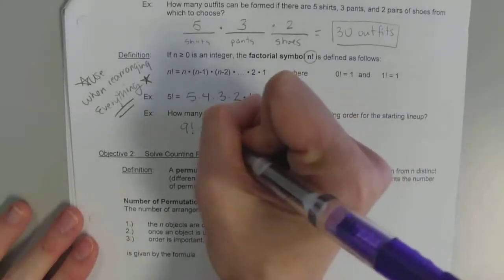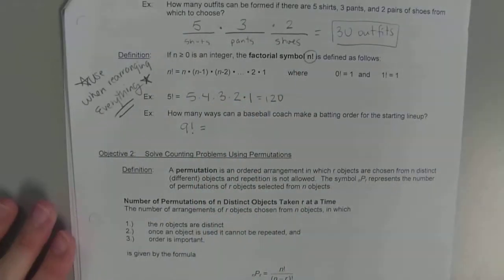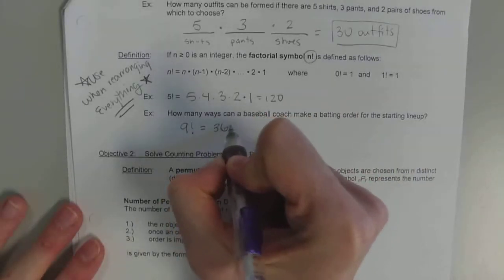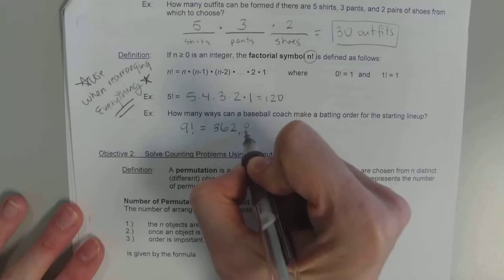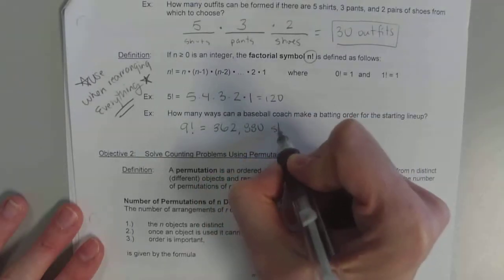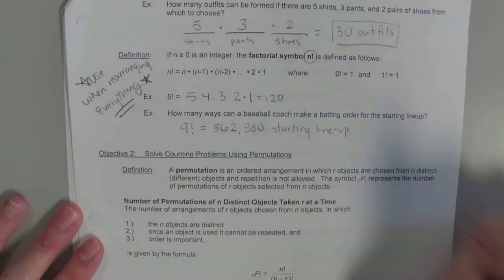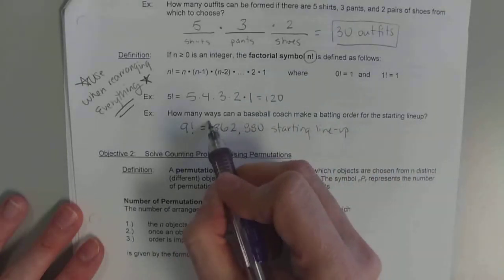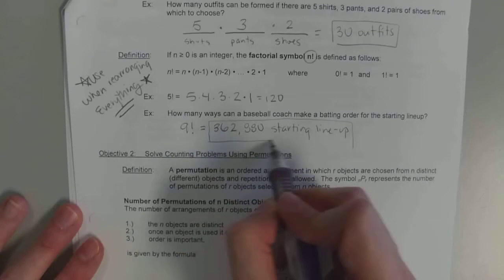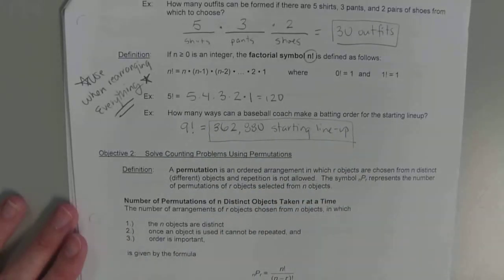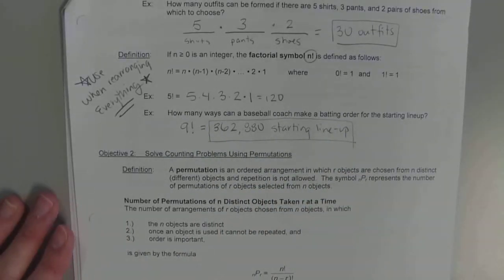Throw that in your calculator real quick and tell me what you get. 362,880 starting lineups. You just have 9 little T-ball players, and you have over 360 thousand ways you can place them on your batting order. Does that blow anybody else's mind? The same 9 players, right? Oh, it's crazy.